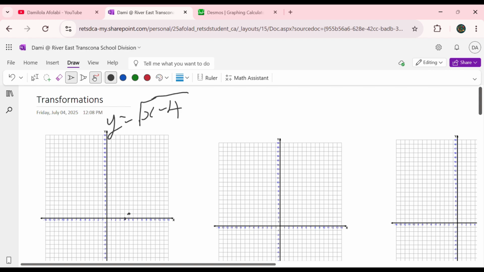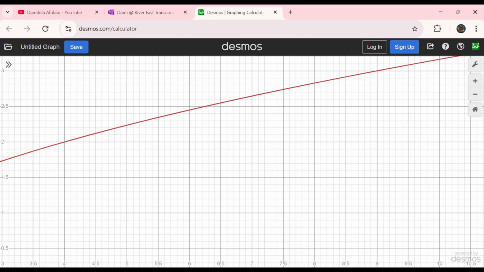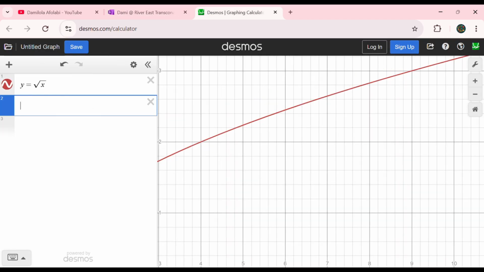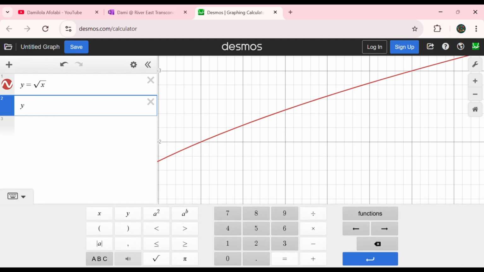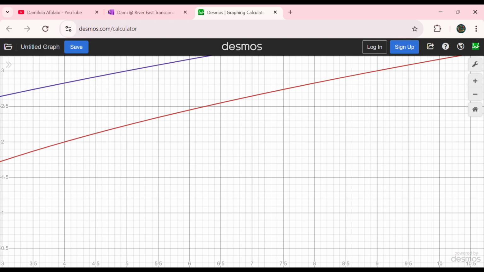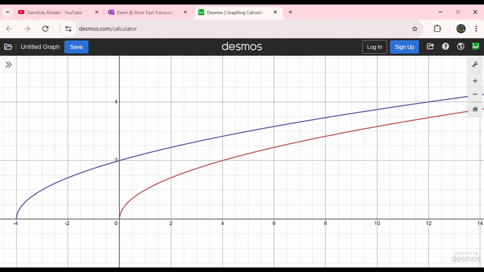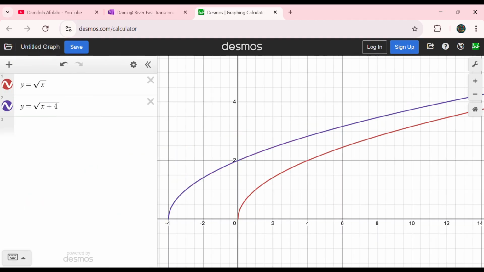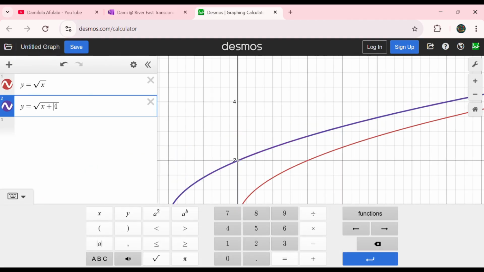Instead of 4, 2, it's going to 8, 2. And instead of 9, 3, it's going to 13, 3. And it goes on and on forever. Putting it into Desmos, y equals the square root of x minus 4, not plus 4.